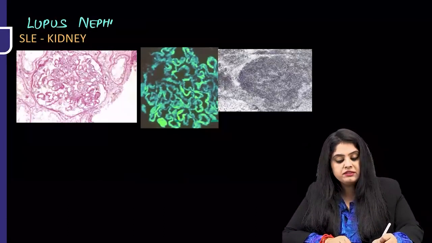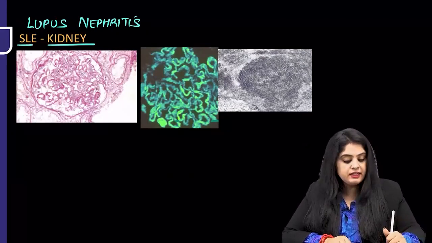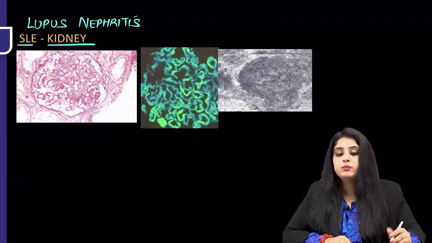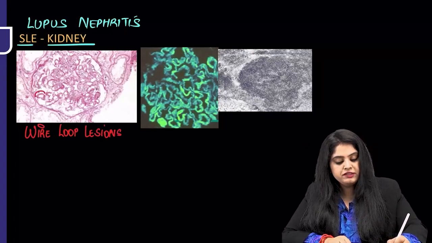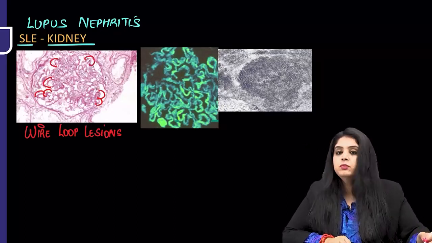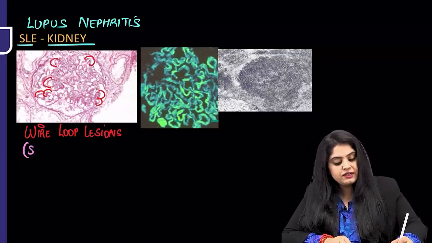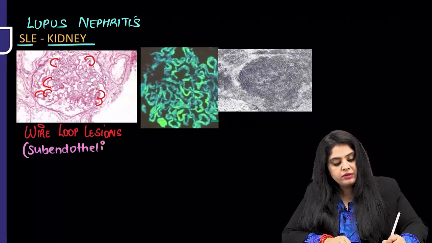Lupus nephritis means that I'm talking about SLE in the kidney, and SLE in the kidney is going to show me three very important findings. Number one, it shows you wire loop lesions. You will see these heavy pink colored loops that are formed. So wire loop lesions are noted, and that is again going to be subendothelial deposits that are present.